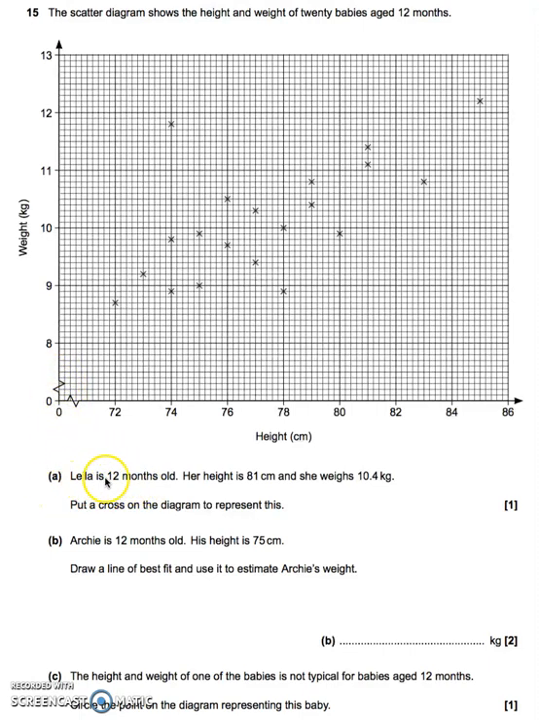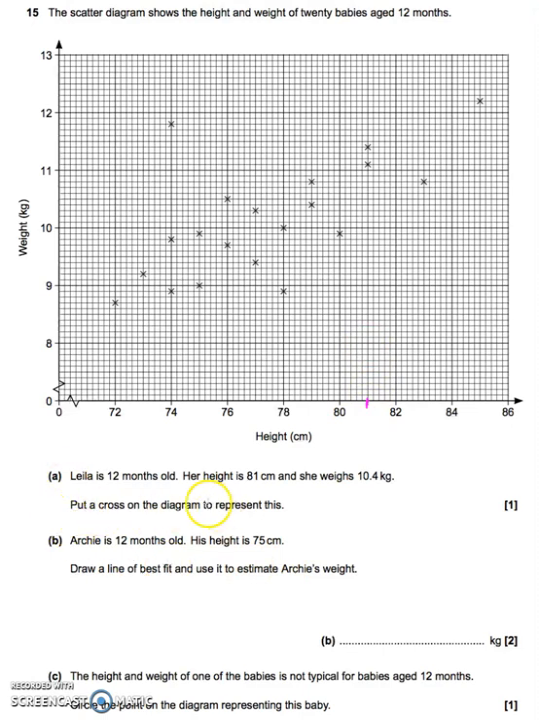In part A, Layla is 12 months old, so she applies to this graph. Her height is 81 centimetres and she weighs 10.4 kilograms. Put a cross on the diagram to represent that bit of information. So working out this scale, you can see that 80 is here, 82 is here, so 81 must be exactly halfway between these two. So I'm just going to put a little mark there.